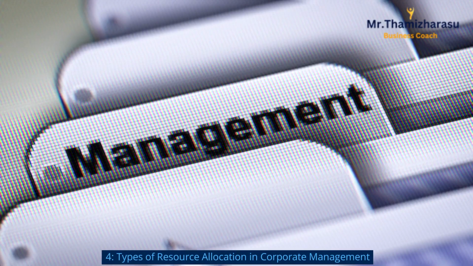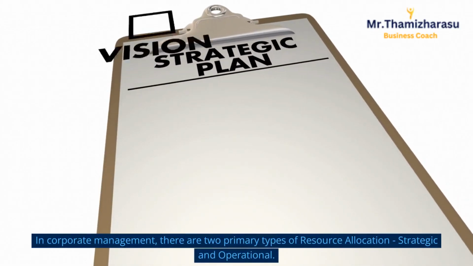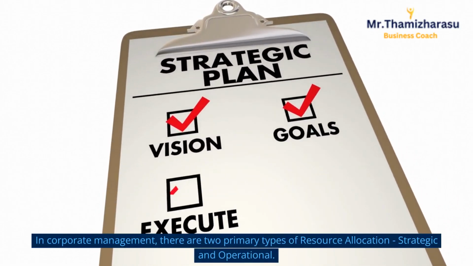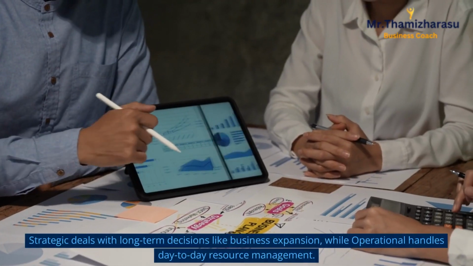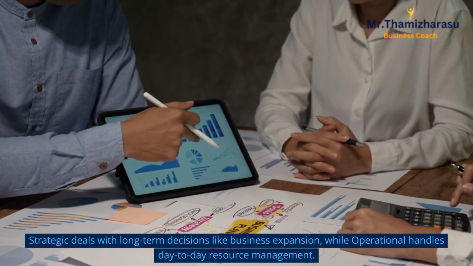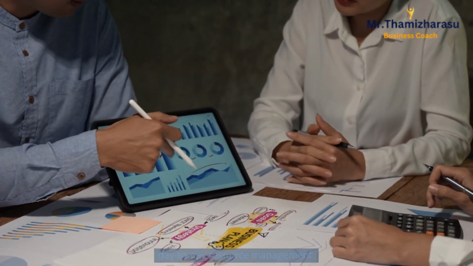4. Types of resource allocation in corporate management. In corporate management, there are two primary types of resource allocation: strategic and operational. Strategic deals with long-term decisions like business expansion, while operational handles day-to-day resource management.